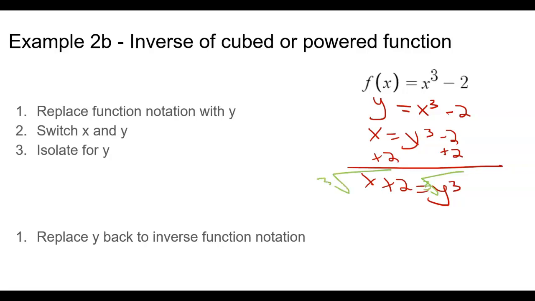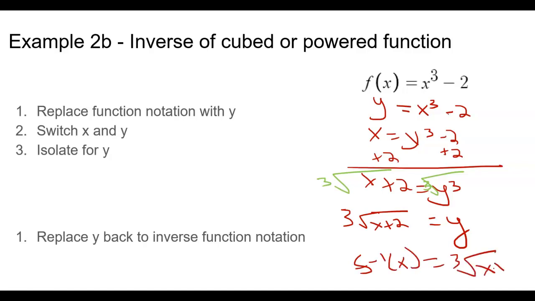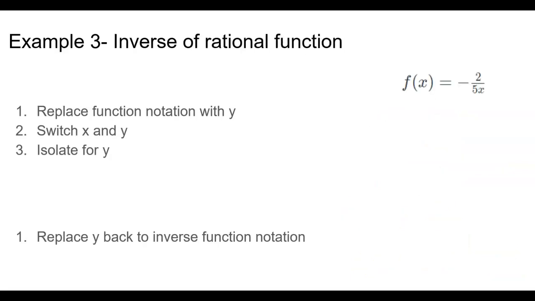I'm sorry, it looks so messy. So I'd have cube root of x plus 2 equals y. Now I go back to my inverse notation. So this idea that cube and cube root are opposite operations, squaring and square root are opposite operations.